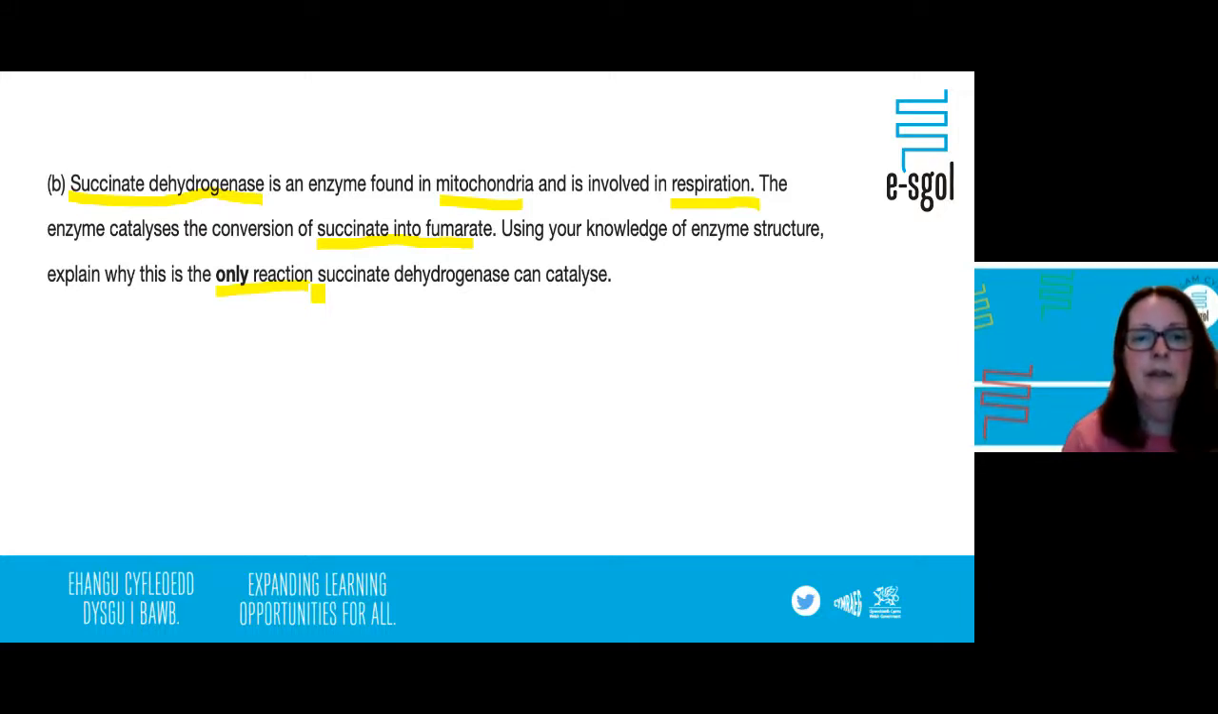So this question is asking us to think about the specificity and how specific enzymes are. So let's look at it again. We've got a very specific enzyme found in mitochondria that is used in respiration, and it catalyzes a very specific reaction. So using what knowledge we have of this structure, explain why this is the only reaction that this enzyme can catalyse. So pause the film now, write down your ideas, and then we'll have a look at the answer.